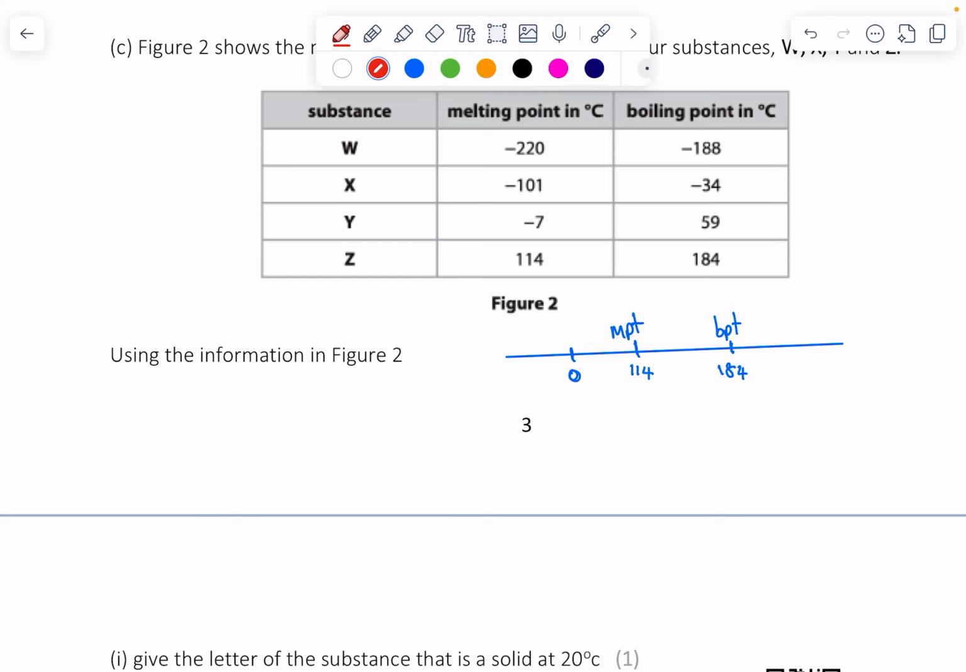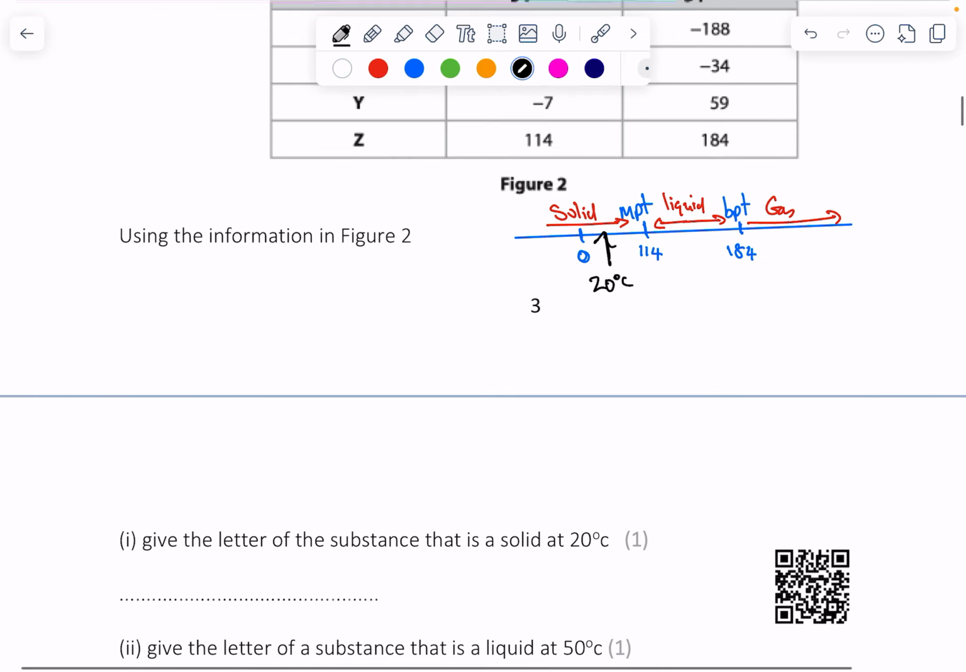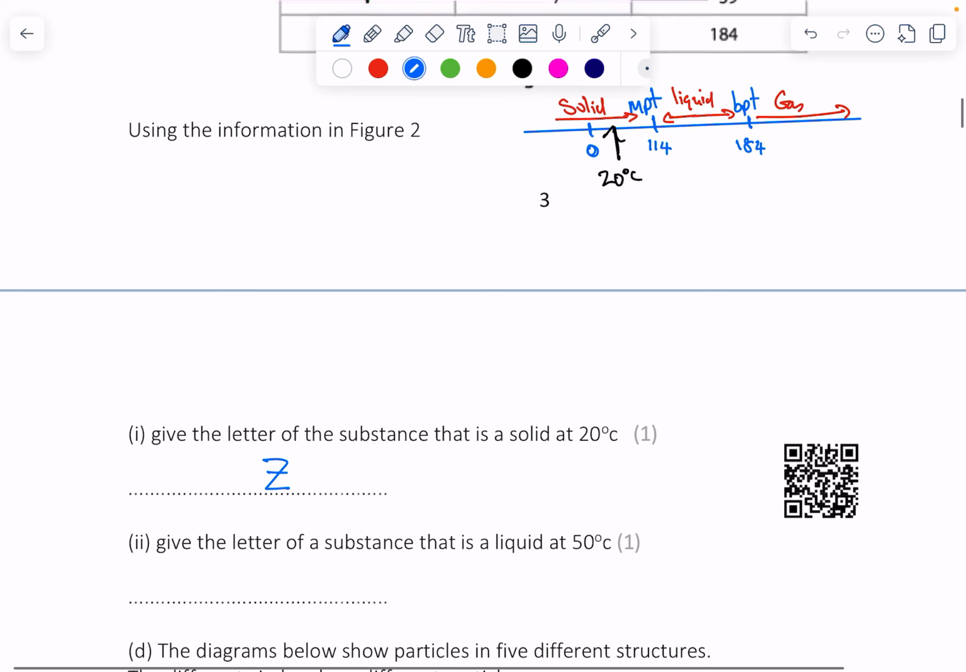And if you remember, before something melts, it's a solid. So in this region here, this is a solid. Once it's melted, it becomes a liquid and will stay a liquid until it boils. And once it's boiled, it's become a gas. So if we mark 20 on here, 20 on the number line would be about there. You can see that this would actually be a solid, and the question says which one would be a solid at 20. So the right answer for that first one is Z would be the solid at that temperature.